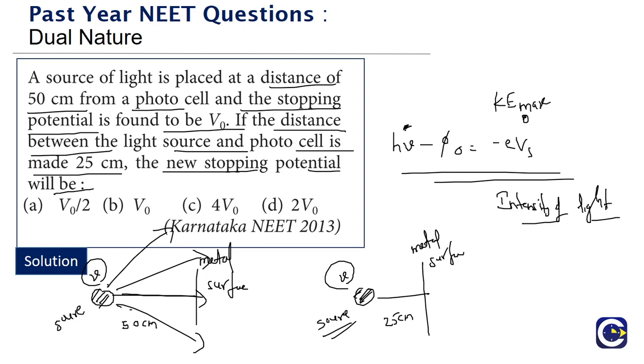So in this case, what is the answer for this? Whether the separation between the source and the photocell is 50 centimeter or 25 centimeter, in both the cases the stopping potential will be the same. In the first case the stopping potential is V naught, and in the second case also it is going to be V naught only. It will not be changing.